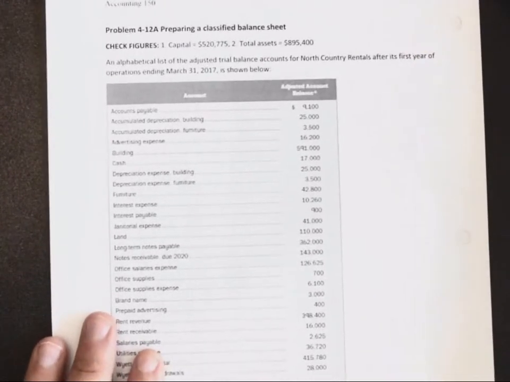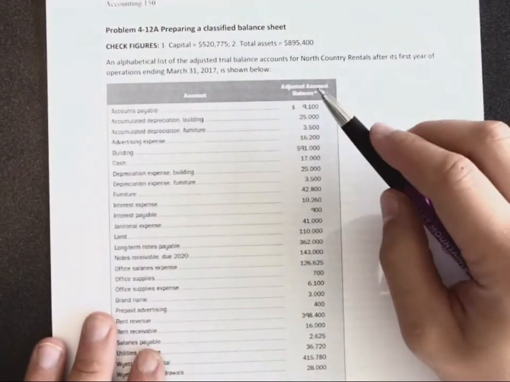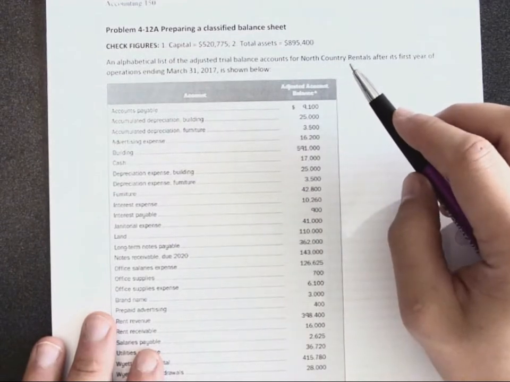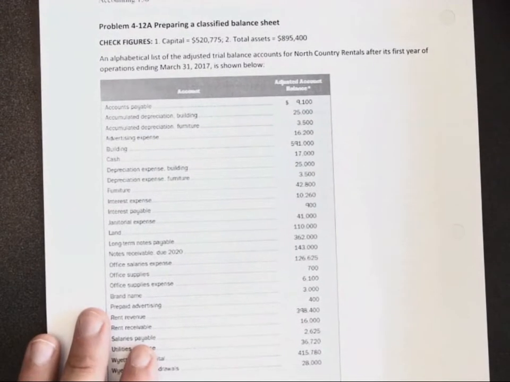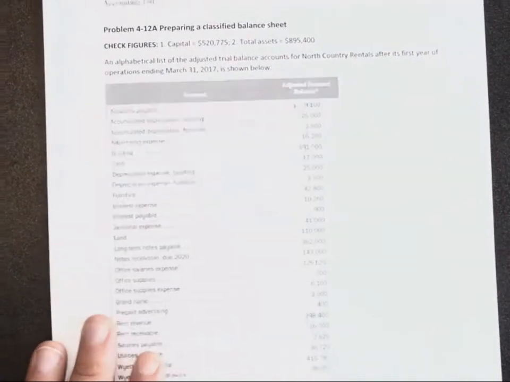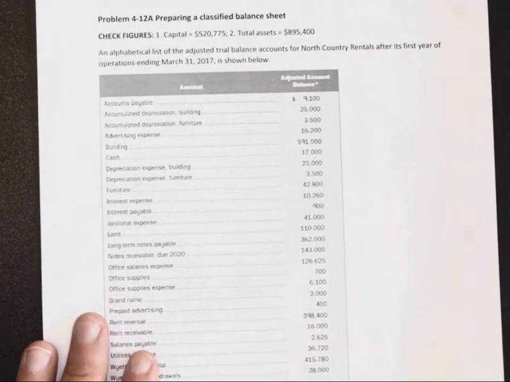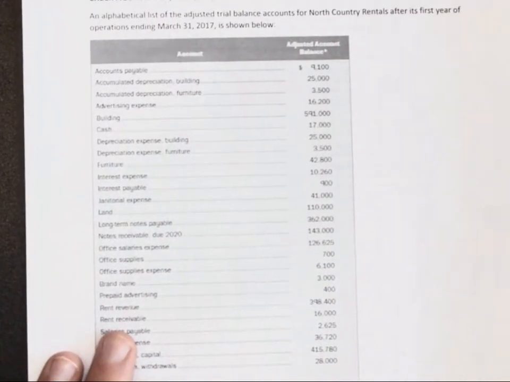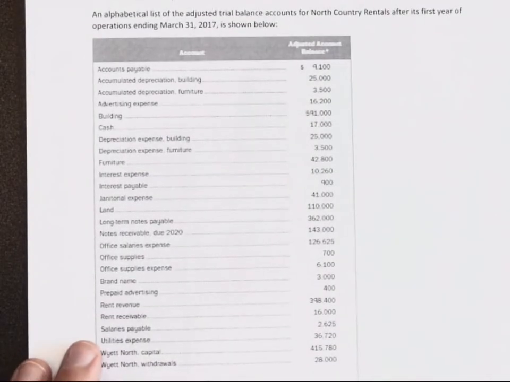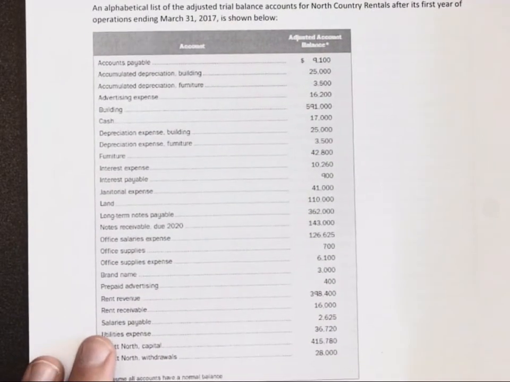So an alphabetical list of the adjusted trial balance for North Country Rentals, after its first year of operation ending March 31st, 2017 is shown below. This is alphabetical. This is actually what you're going to get on your final exam, similar to what you got on your midterm.